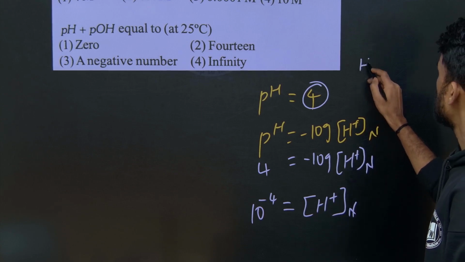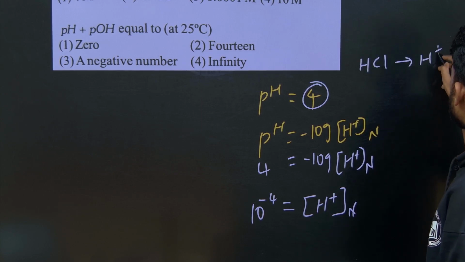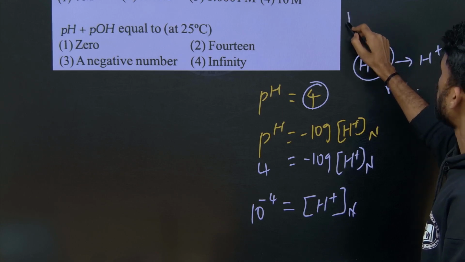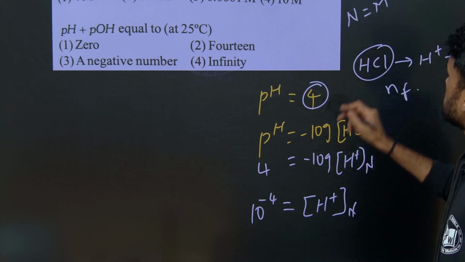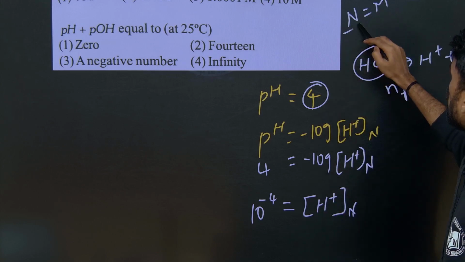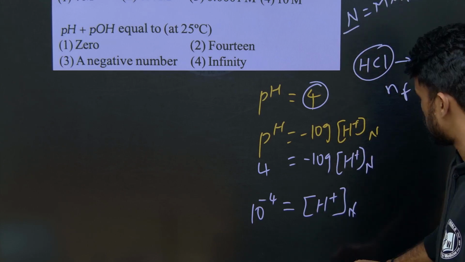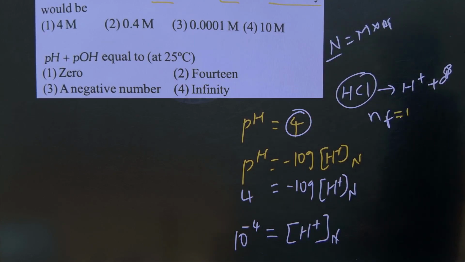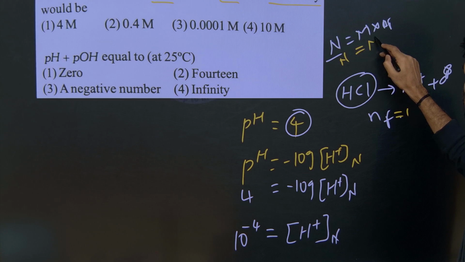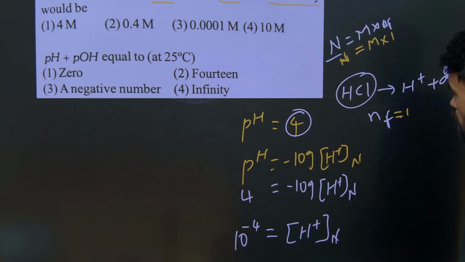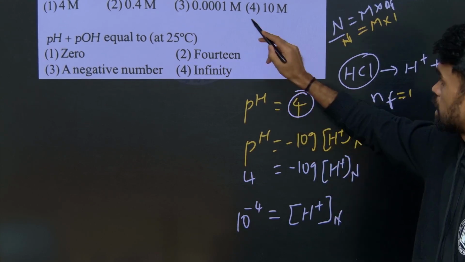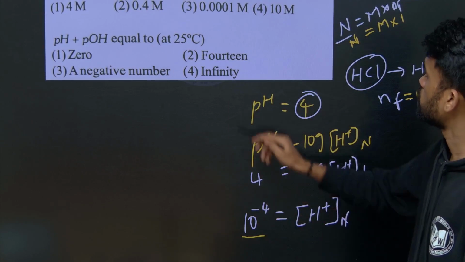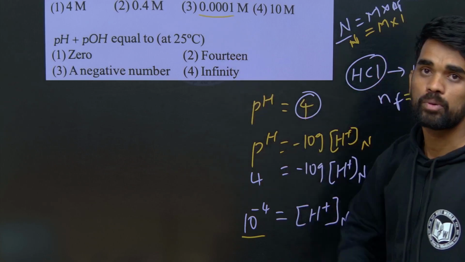See, for HCl we get H plus and Cl minus, so the N factor for HCl is 1, therefore normality equals molarity. What is the relation between normality and molarity? Normality equals molarity into N factor. The N factor value for HCl is 1, therefore normality equals molarity into 1. So normality and molarity for HCl are equal. So what is the concentration we got? That is 10 power minus 4, which is the appropriate answer, right?